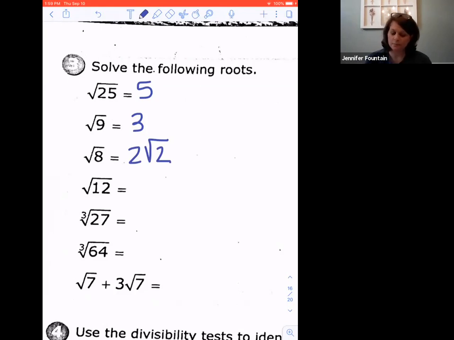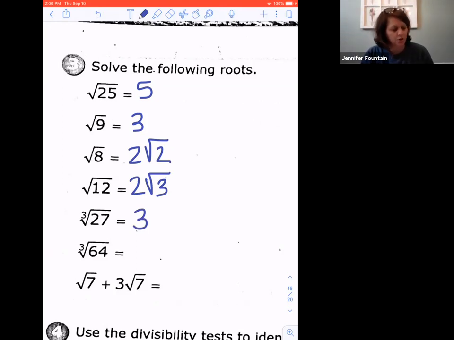The square root of 12 will end up being 2 times the square root of 3. Any questions on those? Everybody do okay? All right. The cubed root of 27 is 3.